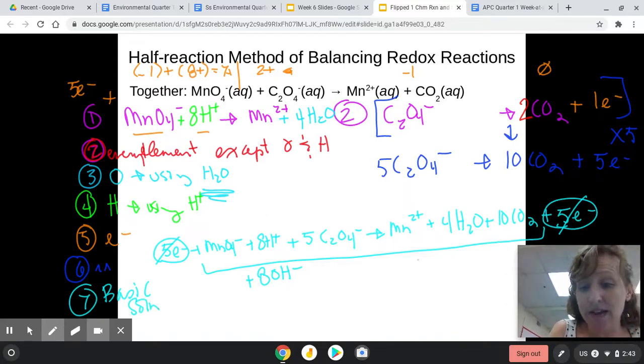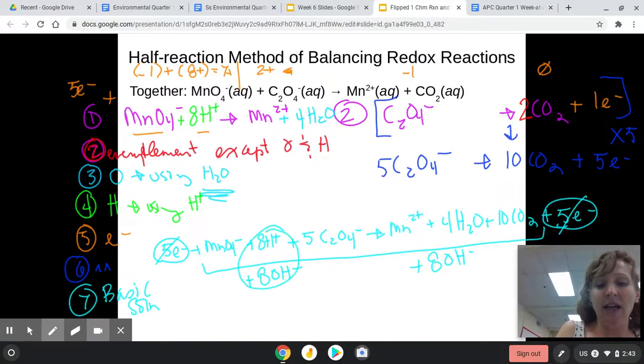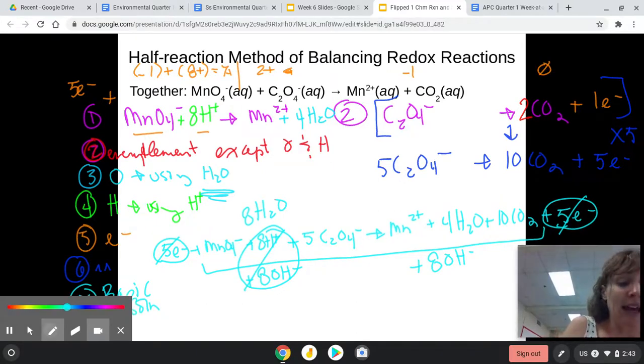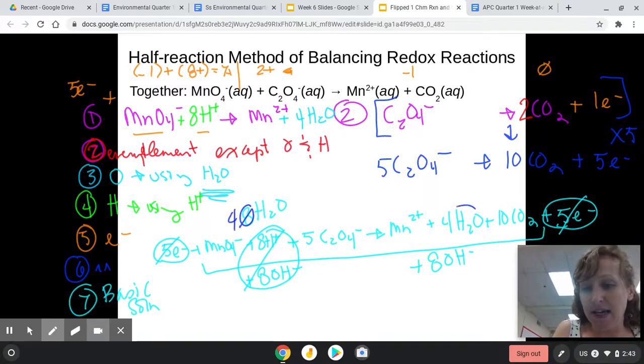to both sides. If I add it to both sides, I'm not really changing anything, right? So now I don't have 8 H pluses and 8 OH minuses. I have 8 waters. And now I do have waters on both sides. I have 8 on one side and 4 on the other. So that I can also reduce down. So minus 4 on this side would give me 4. Minus 4 on this side would give me 0.